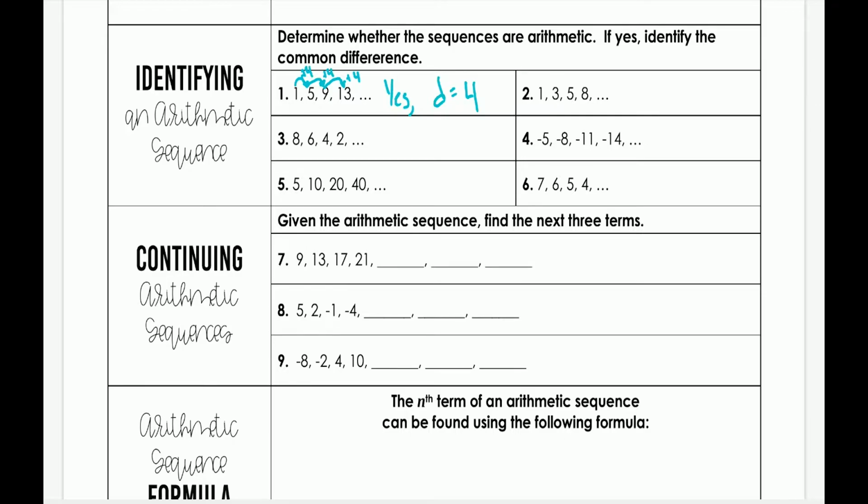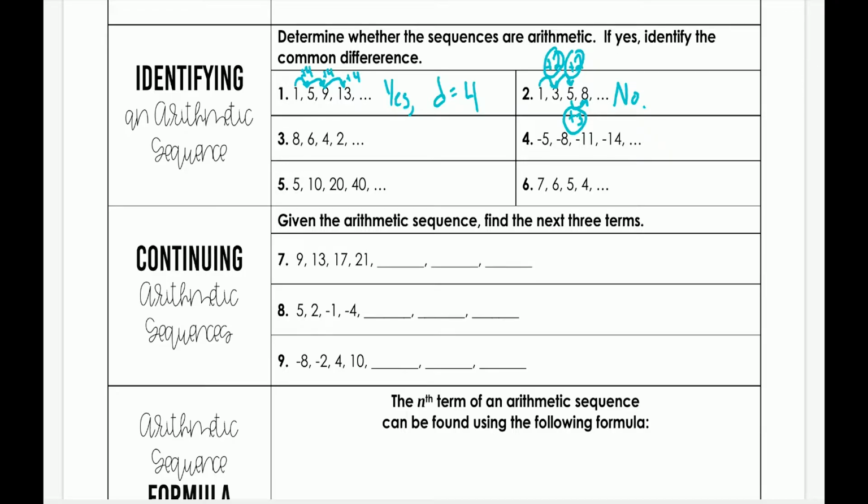Let's look at number 2. With this one, we have 1 to 3, 3 to 5, 5 to 8. So let's think about this a little bit. How can we go from 1 to 3? Well, in order to do that, we can add 2. How do we go from 3 to 5? Well, we add 2. But how do we go from 5 to 8? We can't add 2 because that would give us 7. So instead we have to add 3. So since these numbers don't all match, we have to say that no, this is not an arithmetic sequence. Okay?